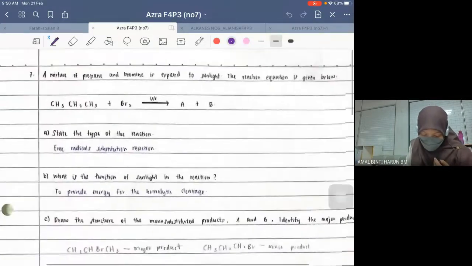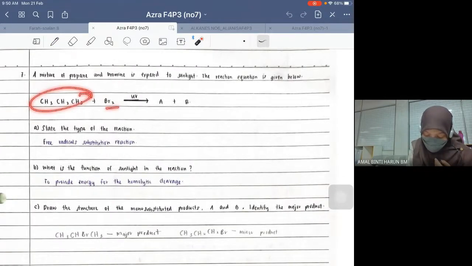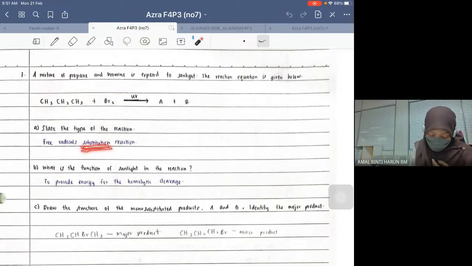Okay, tengok Azra jawab apa. Untuk ni, propane react with bromine. Okay, in the presence of UV, ada dua produk. State the type of reaction. So, kita dah belajar type of reaction where alkane all are single bond. So, bromine is substitute the hydrogen. So, dia adalah substitution. Tapi masuk sebagai apa? UV break bromine. So, when UV break bromine, it form free radical. So, free radical substitution.